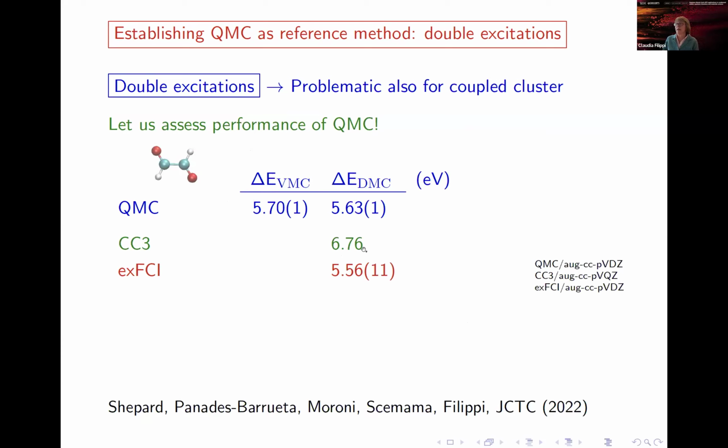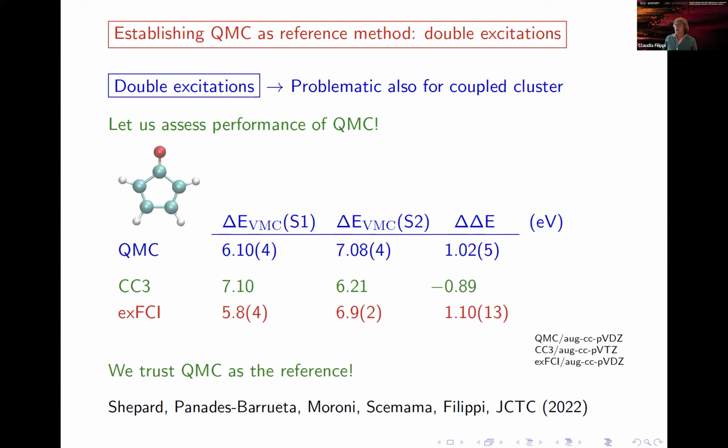Coupled cluster is off by 1 eV, and in extrapolation the error bars start to be large, but it's quite close. We are quite competitive, we are doing quite well, okay? Then you can take something somewhat larger.